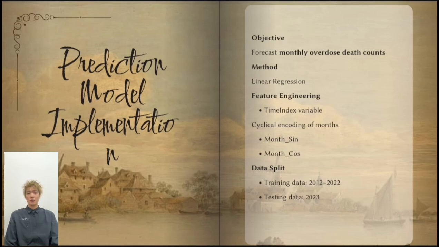To test the model, we split the dataset into parts. Data from 2012 to 2022 was used to train the model. The final year, 2023, was used as a test. This helps us see how well the model can predict future data. The prediction model helps us understand the overall trend of the overdose problem and provides useful information that could help government decision makers and health organizations plan their resources better.